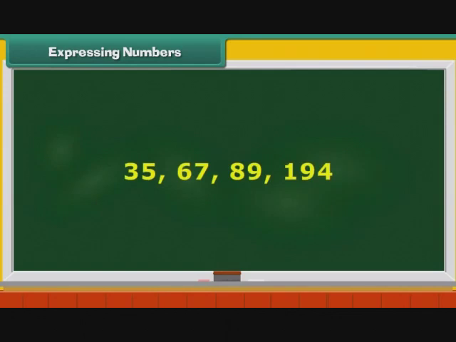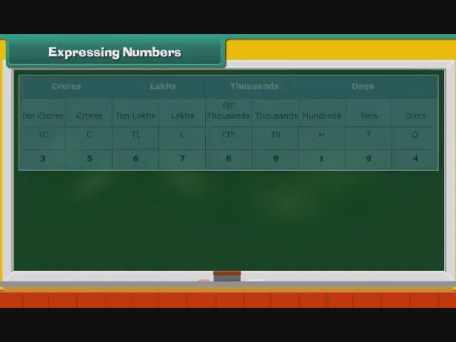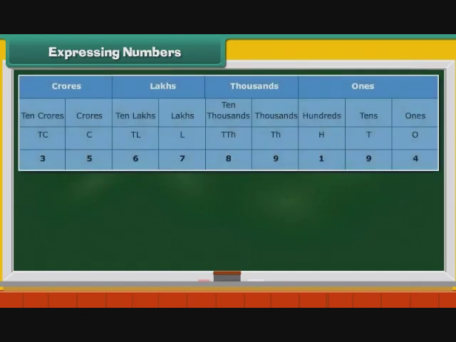Consider one more number 35,67,89,194. It has 4 groups. Therefore, it belongs to the Indian system of numeration. Let us express it in expanded form. First, we arrange the number in the Indian place value chart.